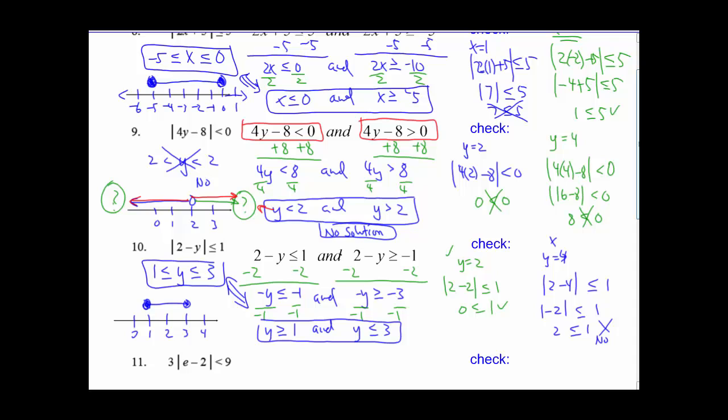But because we say and, is there anything that's less than 2 that's also greater than 2? And the answer is no. So I plugged in both 2 and 4, and notice they did not work out. So this answer is no solution.